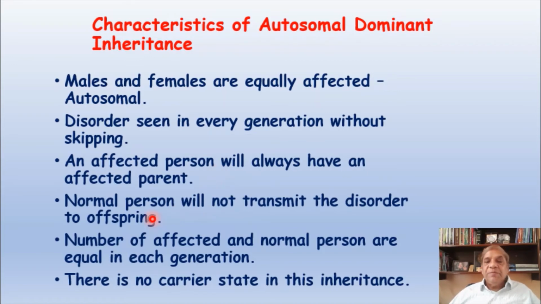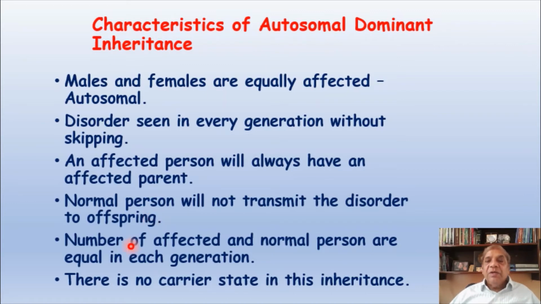Now, the normal person will not transmit the disorder to the offspring. If, suppose, in a family two brothers and one sister are affected and the rest of the brothers and sisters are unaffected, then those who are unaffected, not showing the disease, will never transmit it to their children, because they don't have that abnormal gene on their chromosomes.